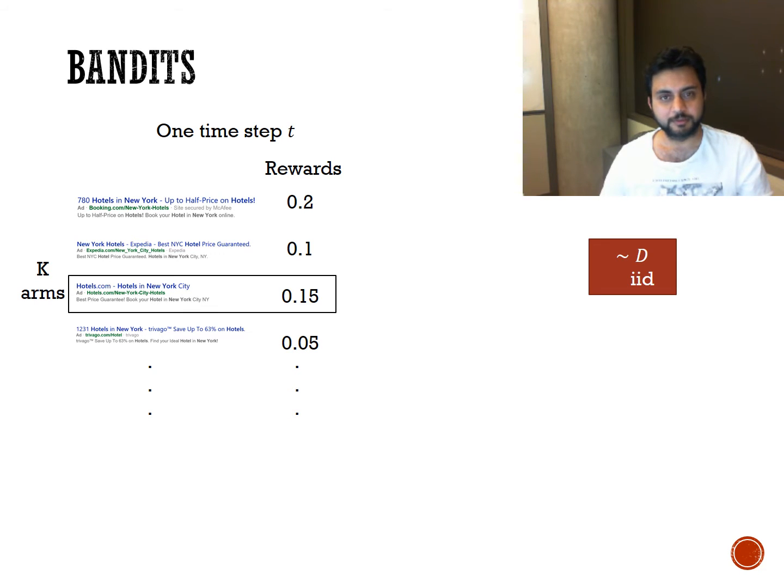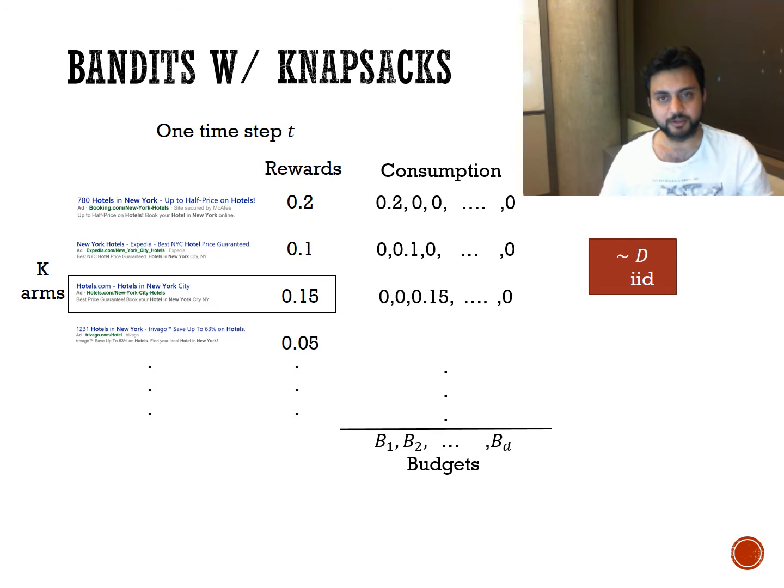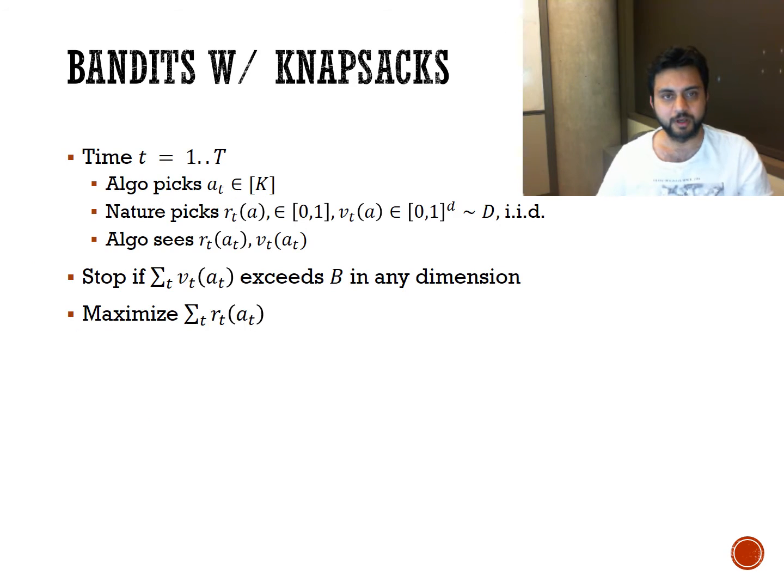In the bandits with knapsacks problem, in addition to rewards, there are d resources, and pulling an arm causes some consumption of each of these resources. There is a budget for each of the resources that the algorithm is not allowed to exceed. Formally, nature picks a reward r_t and consumption vector v_t for each arm. The algorithm only sees the reward and consumption of the arm it pulls. If the consumption on any dimension exceeds the budget, the algorithm stops. The goal is to maximize the total reward.